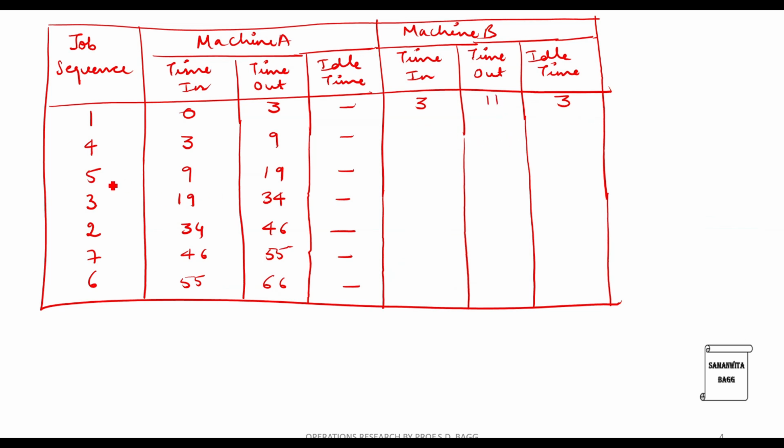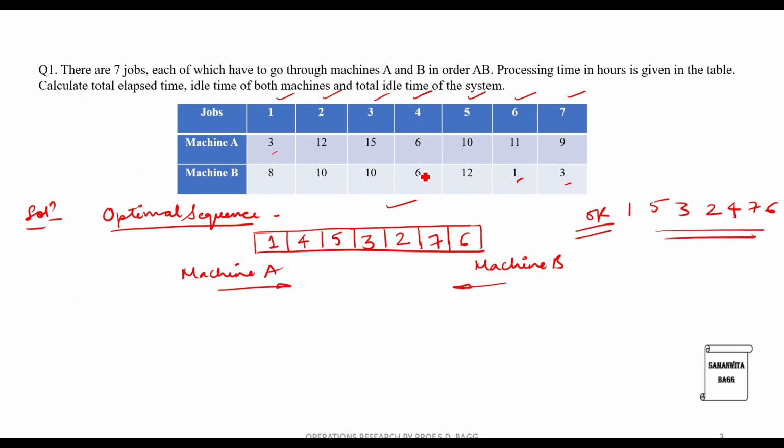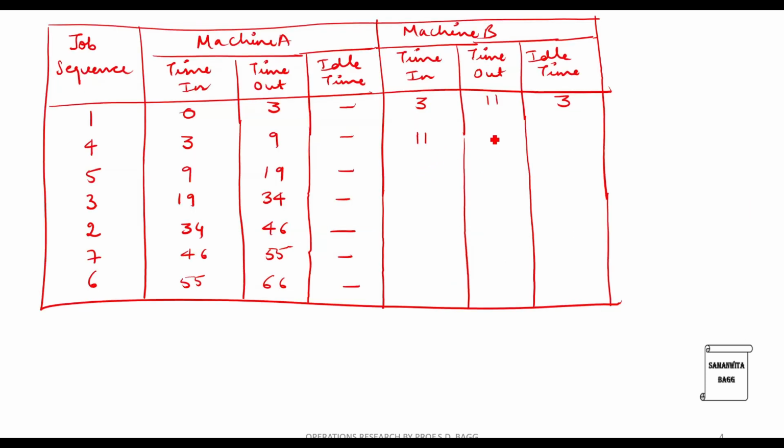Now this job gets over at the 9th hour, 4th job. But it will enter only after this machine is free. So it will start at 11. 4th job, machine B is taking 6 hours. So this is now 17. This time there is no idle time of machine B. But yes, there is idle time for the 4th job. But that is not what we need to calculate. So I'll just calculate the idle time for machine B.